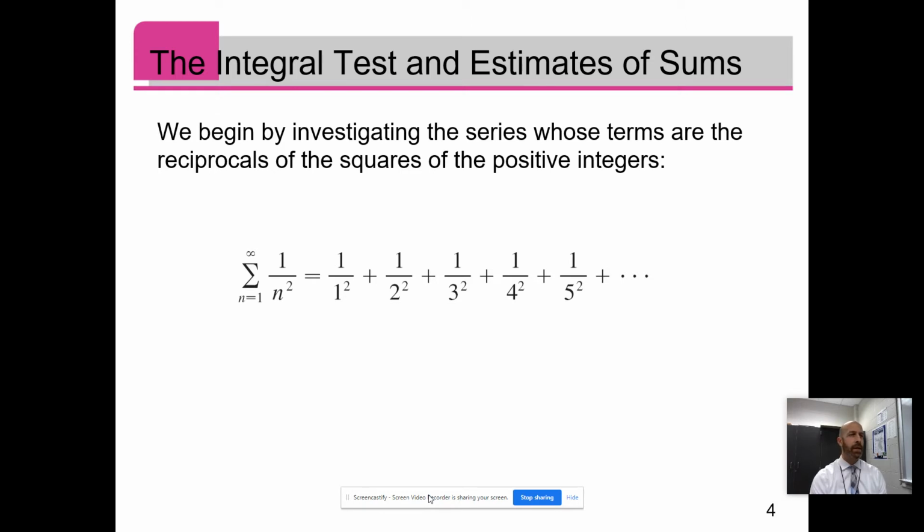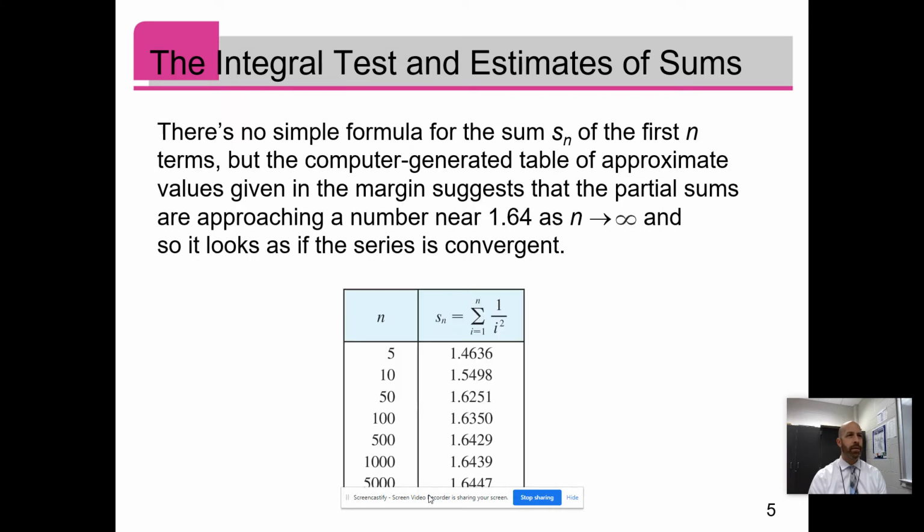So let's look at this series here. This is an infinite series, and the formula for it is 1 over n squared. We're going to start with n equaling 1 and going through infinity. Some of the first terms would look like this. So let's go ahead and estimate some of the partial sums of that series.